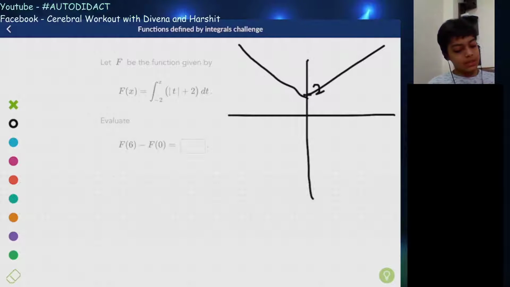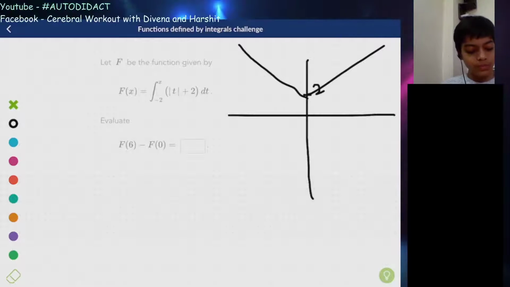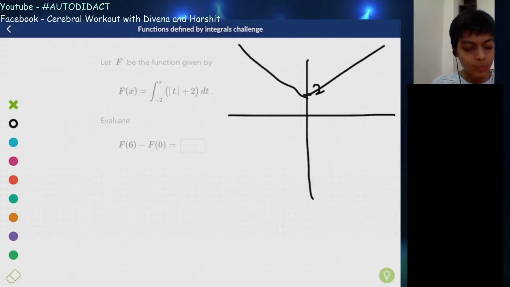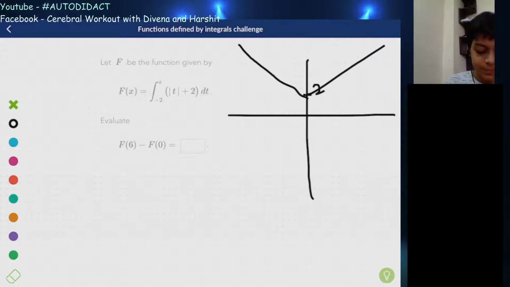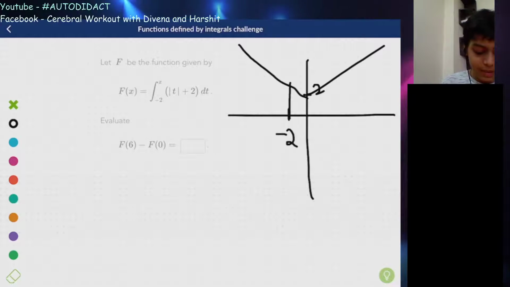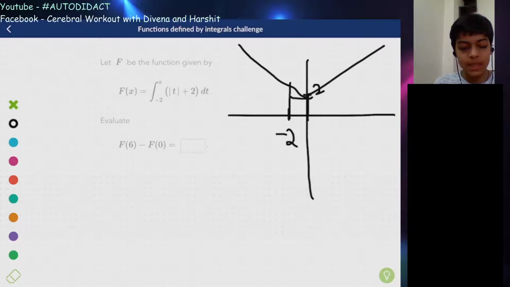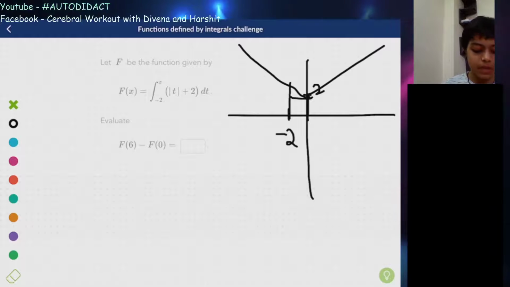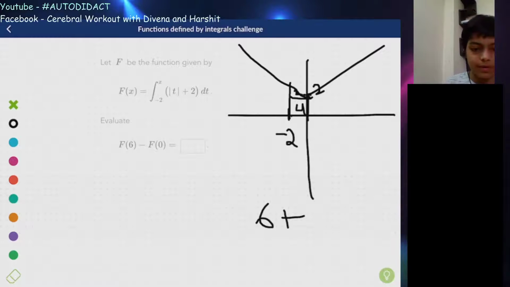Okay, so from -2 to 6. At -2 its value is equal to 4, because at -2 the absolute value is just 2, and 2 plus 2 is equal to 4. From -2 to 6 we want to find the area. This area will be just like a trapezium, and we can bisect it into a triangle and a rectangle or square. The triangle's area will be half of the square's area, and the square's area is 2 times 2, which is 4, so the triangle's area is equal to 2. So when we add these both, this will be equal to 6 plus, and we want to find it till 6.